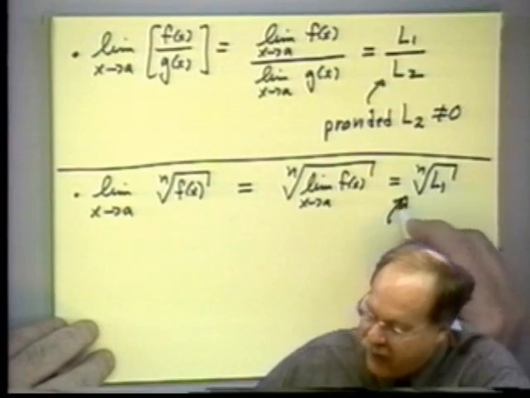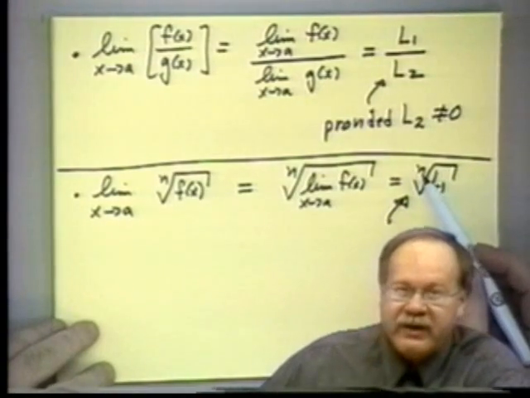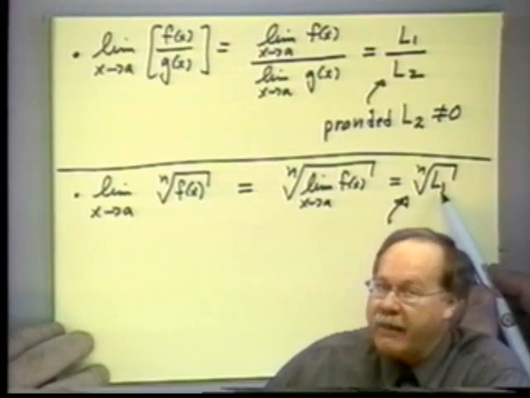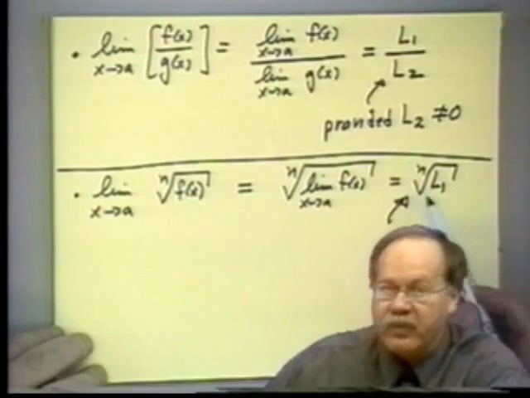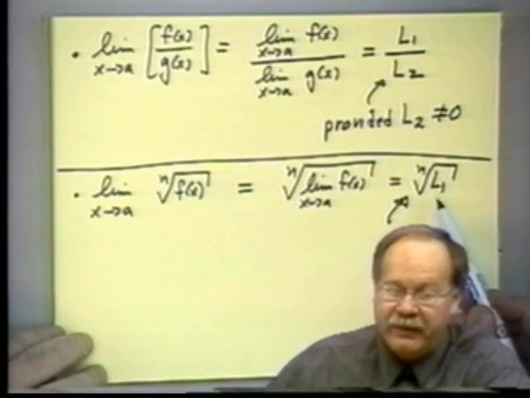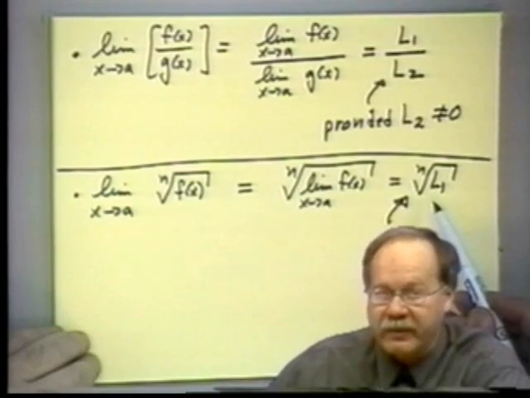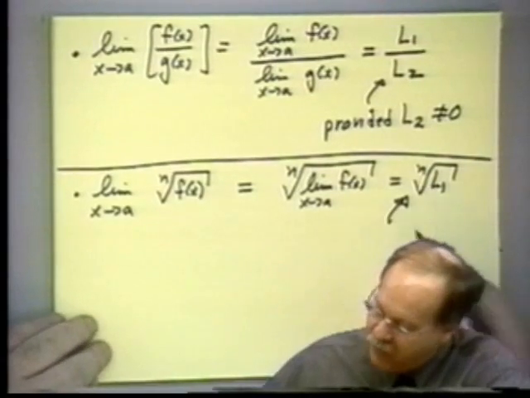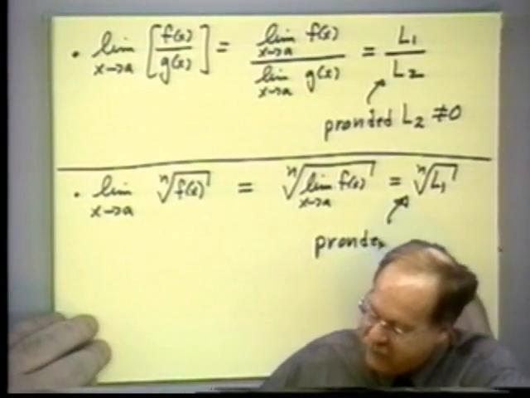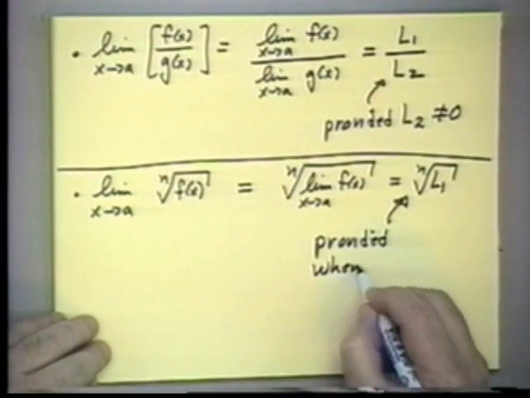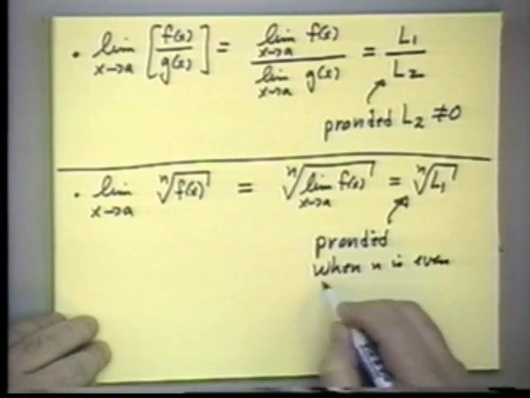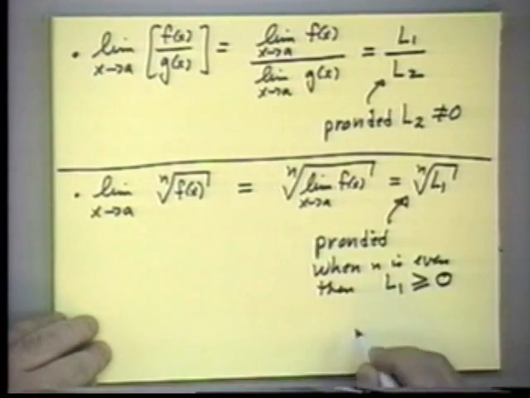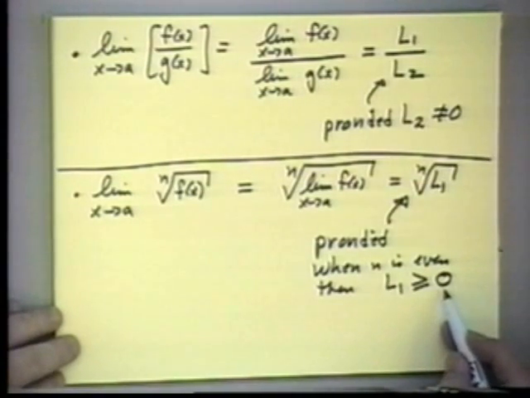However, yet again, we have to pay attention. If n is an even number, if we are taking an even root like a square root or a fourth root or a sixth root, and L1 happened to be a negative number, this number would not be undefined but would be a complex number. And since we're doing calculus of real variables on real numbers, we don't want this to be allowed to be a complex number. So we will say here that this is true provided when n is even, then L1 is greater than or possibly equal to 0, because any root of 0 is going to be 0.